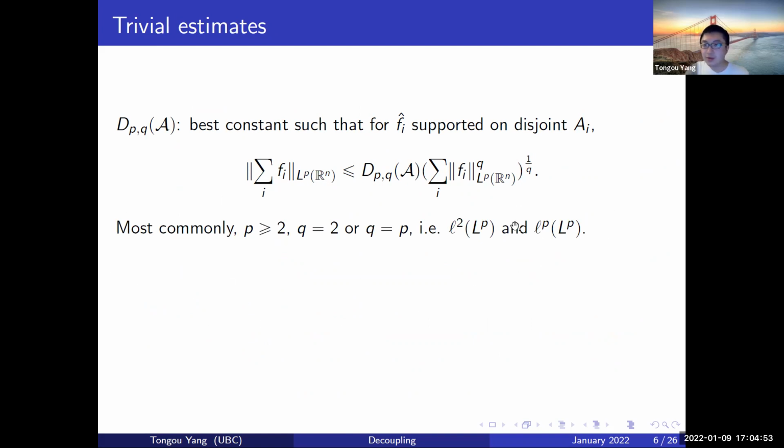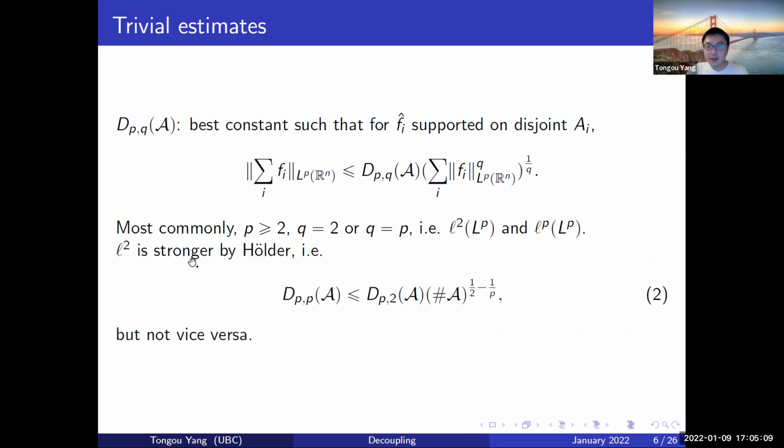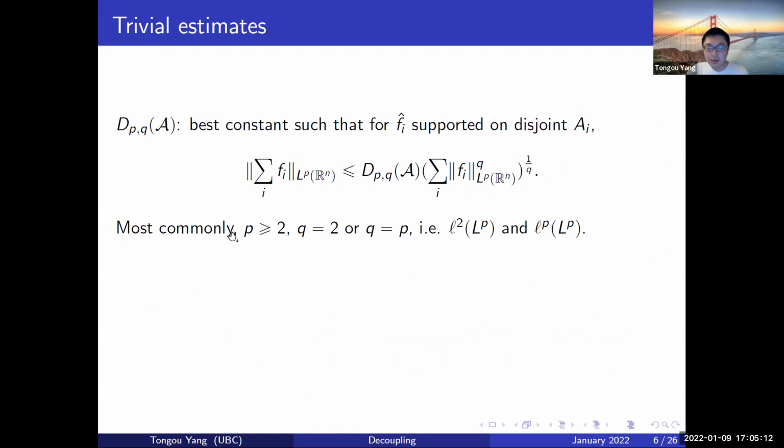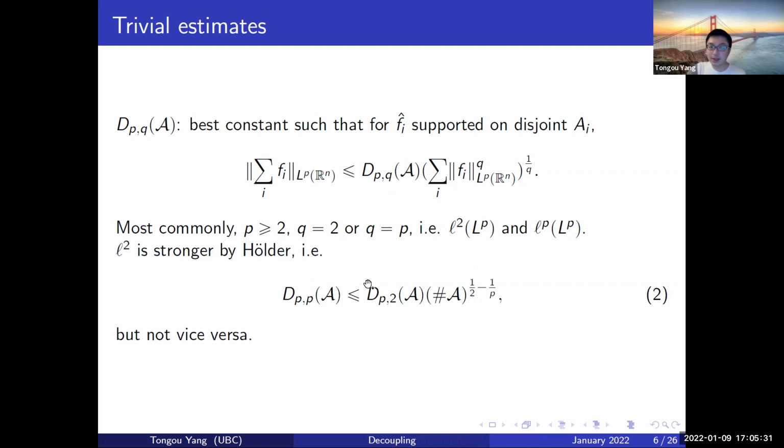Before we move into the geometric details, I want to give some trivial estimates. These estimates are called trivial because they hold for every family of geometric subsets. Most people are more interested in two extreme cases: one is when p = q = 2, and the other is when q = p. These two extremes are called l^2 L^p decoupling and l^p L^p decoupling. They turn out to be the most useful cases in decoupling.